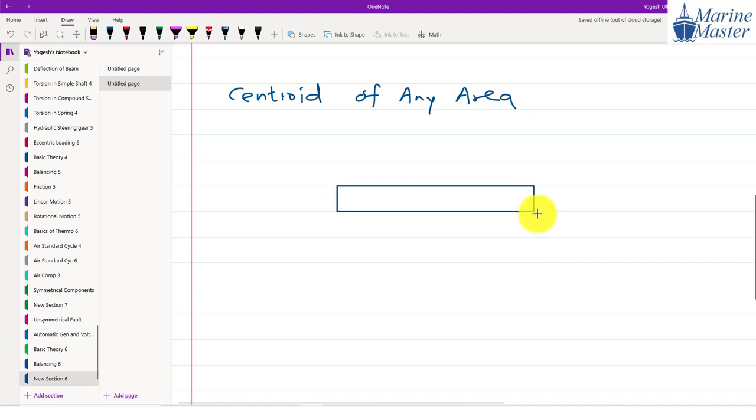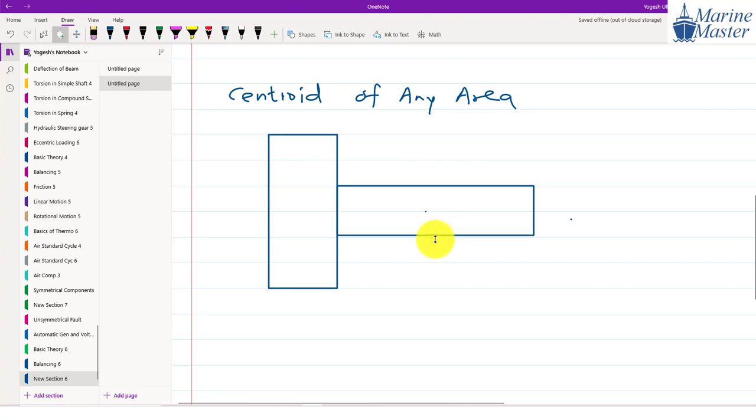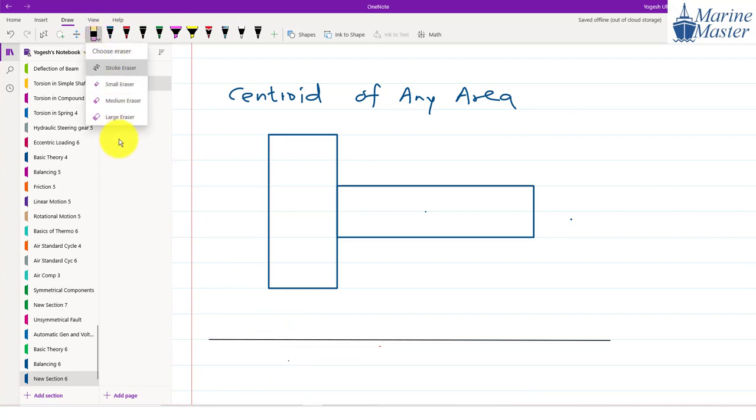Suppose this is one figure, guys. Try to understand my point. This is a figure, and our target is to find out the centroid of this figure with respect to an axis at the bottom. There is one axis, visible at the bottom, guys. So this is our axis which is available at the bottom.